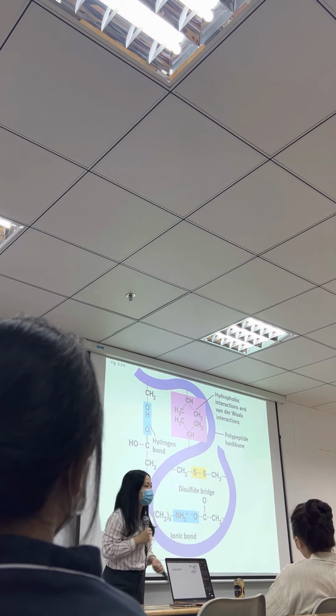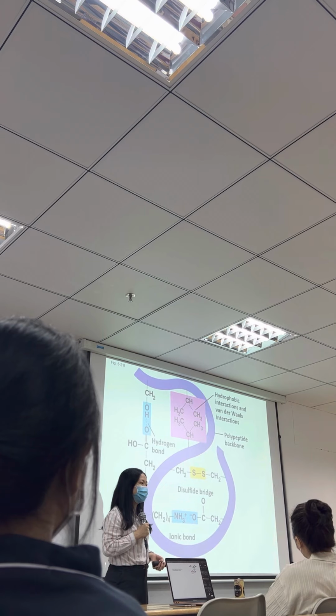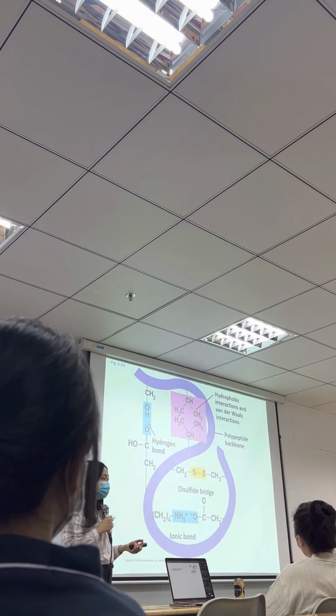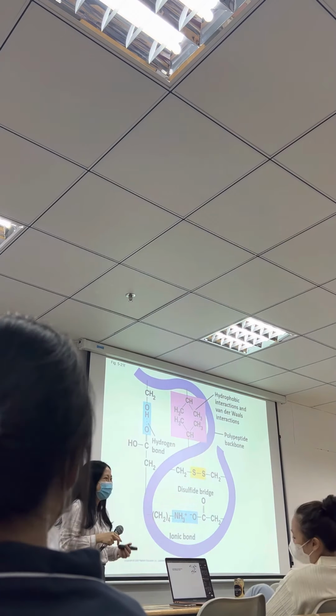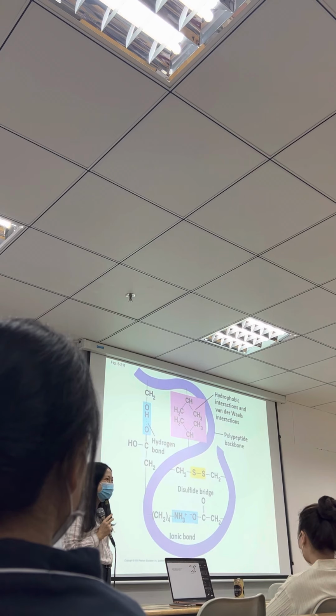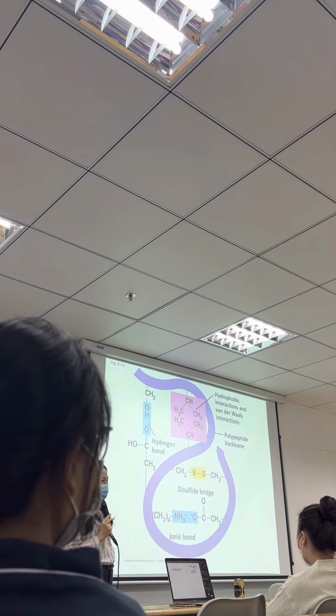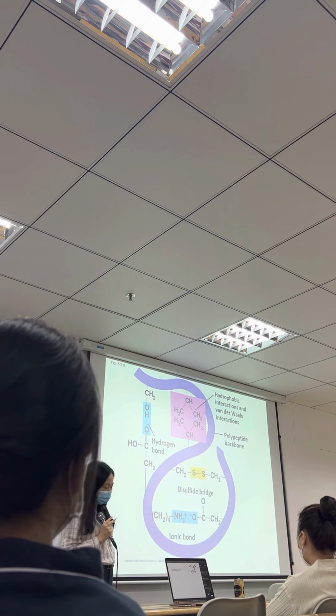What is covalent bond? Covalent bond means it is not an ionic bond. So a covalent bond is between two nonmetals together. They share electrons.